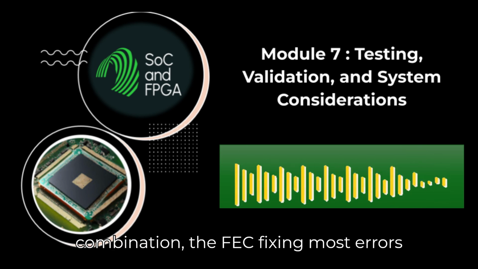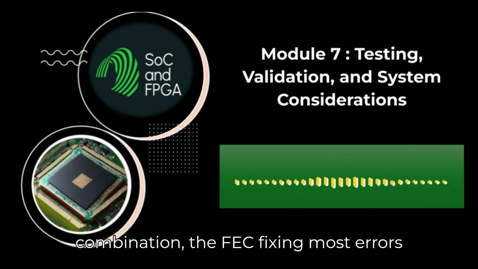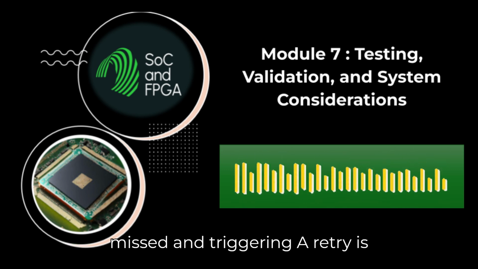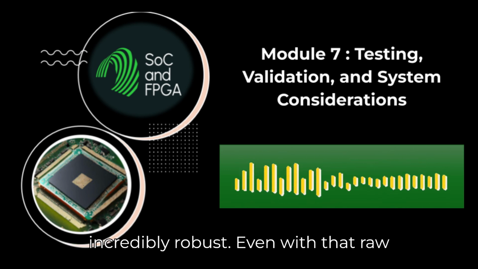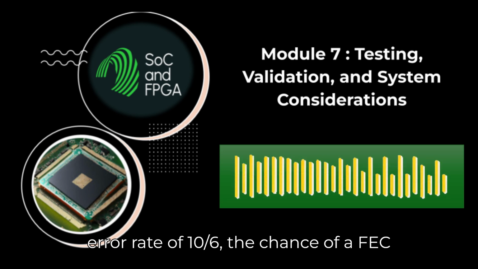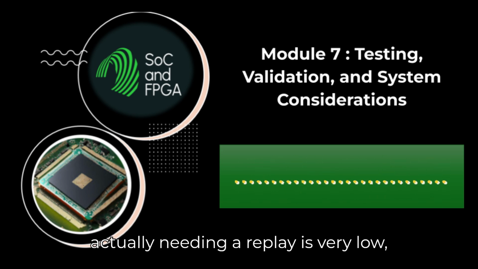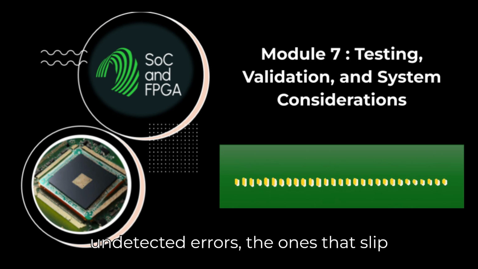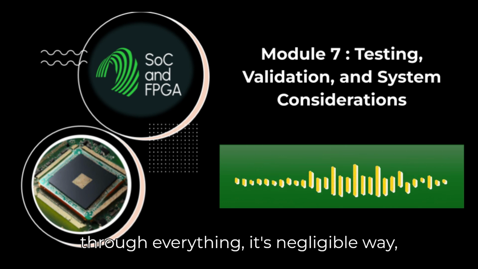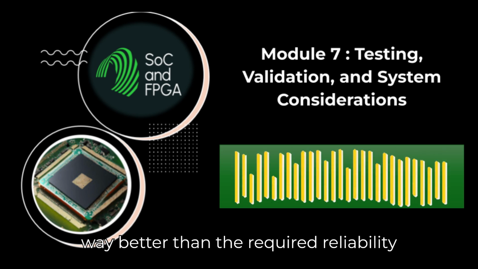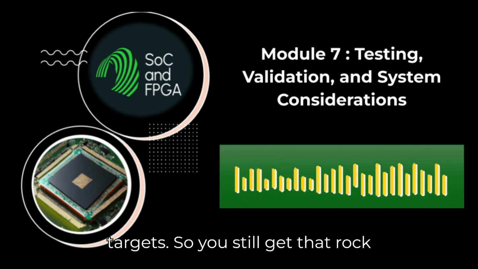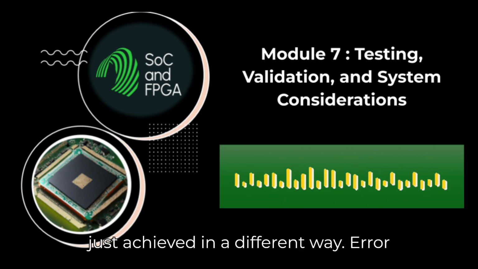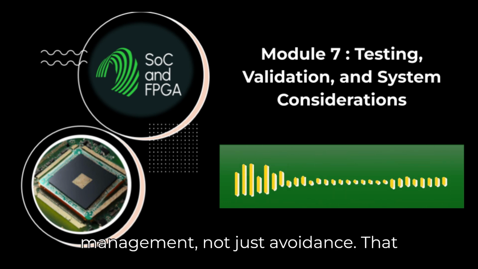It is. And this combination, the FEC fixing most errors, plus the strong CRC catching anything FEC missed and triggering a retry, is incredibly robust. Even with that raw error rate of 10^-6, the chance of a FLIT actually needing a replay is very low, also around 10^-6. And the final rate of undetected errors, the ones that slip through everything, is negligible. Way, way better than the required reliability targets. So you still get that rock-solid, low-latency PCIe performance, just achieved in a different way. Error management, not just avoidance.